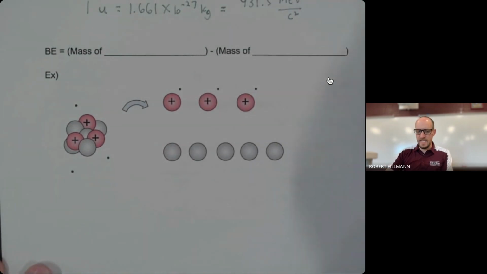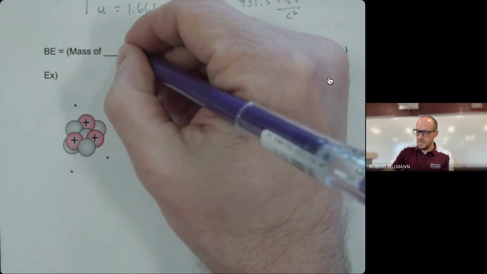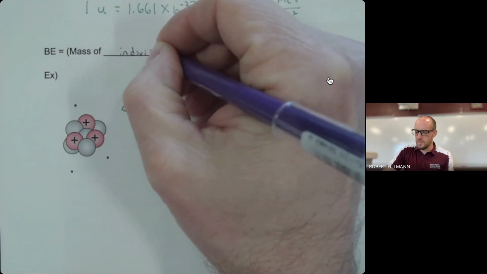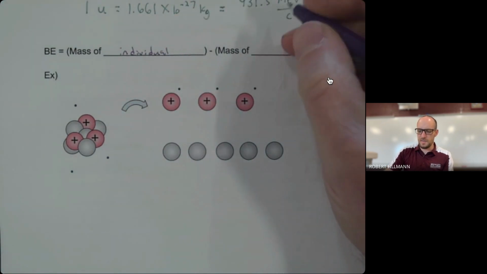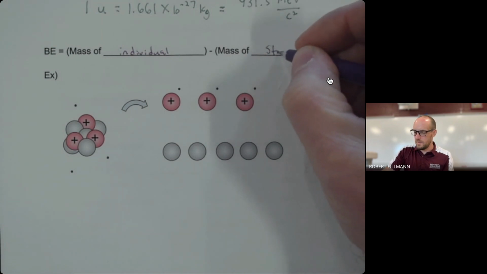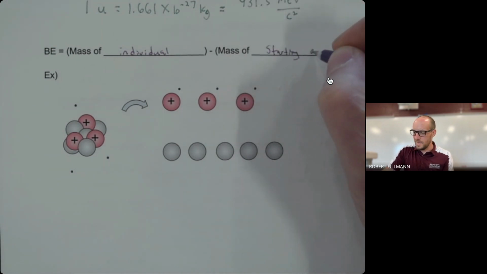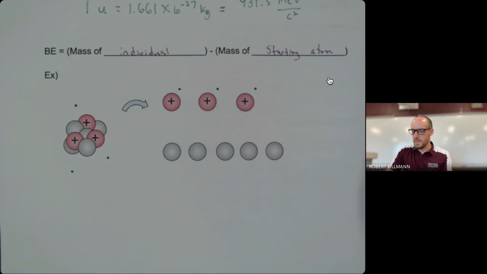The binding energy then can be determined by figuring out how much the mass changes when the particle is taken apart, when the nucleus is taken apart. So the binding energy is the mass of the individual parts when it's disassembled minus the mass of the starting atom. So look at how much the mass changes. You can figure out how much work you had to do to pull it apart or disassemble it.